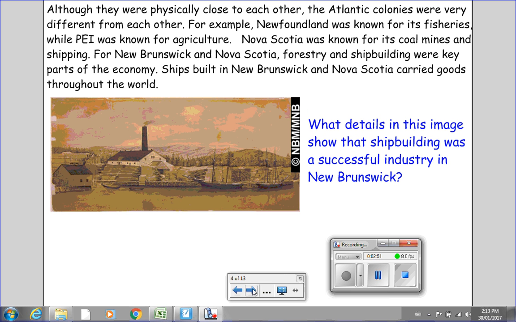Although they were physically close to each other, the Atlantic colonies were very different from each other. For example, Newfoundland was known for its fisheries, while PEI was known for agriculture. Nova Scotia was known for its coal mines and shipping. For New Brunswick and Nova Scotia, forestry and shipbuilding were key parts of the economy. Ships built in New Brunswick and Nova Scotia carried goods throughout the world.